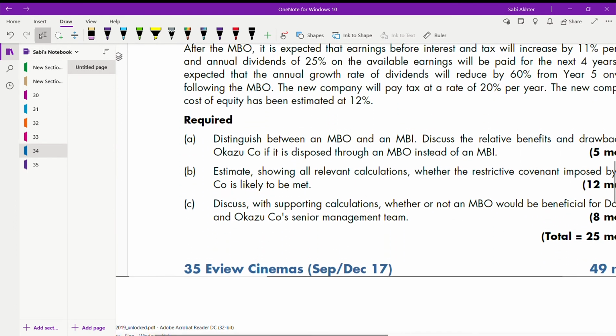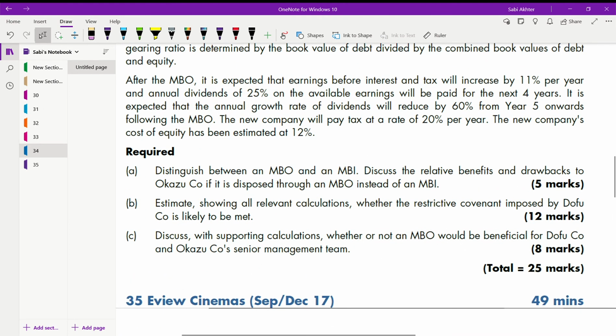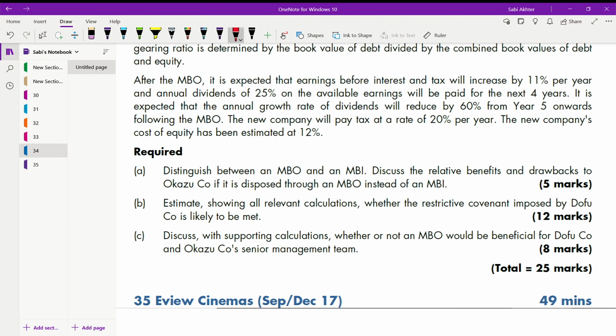Now coming to requirements. Distinguish between MBO and MBI. Exactly what I have told. How many times did you see this word MBO till now? At least 3 to 4 times, right? So it shows that this is a very likely area to be asked. Discuss the relative benefits and drawbacks to the company if it is disposed to MBO instead of MBI. You have to tell the benefits to the company. 5 marks. Now 12 marks.